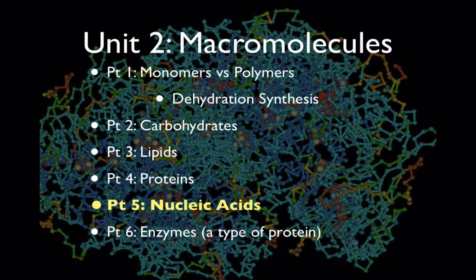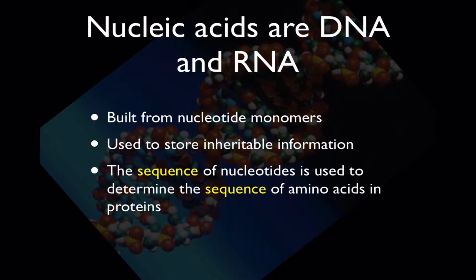Hello, this is Ed Chapman, and this video cast is going to be covering nucleic acids, which is our fourth kind of macromolecule or our fourth kind of polymer. Nucleic acids are frequently called DNA and RNA. There are only two different kinds of nucleic acids, and all nucleic acids are built from monomers called nucleotides.